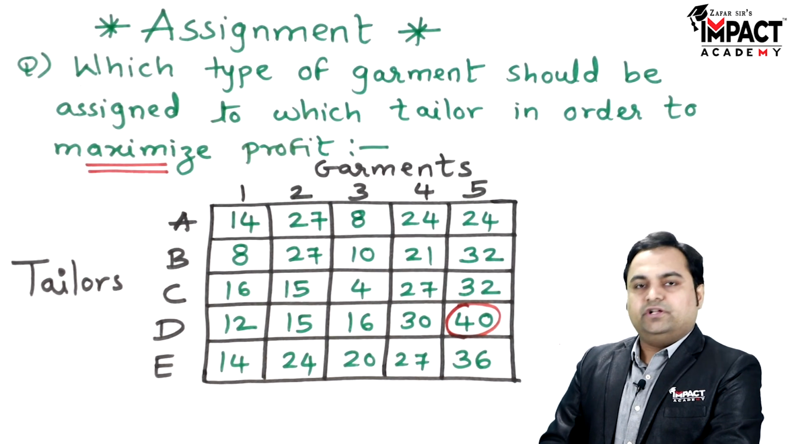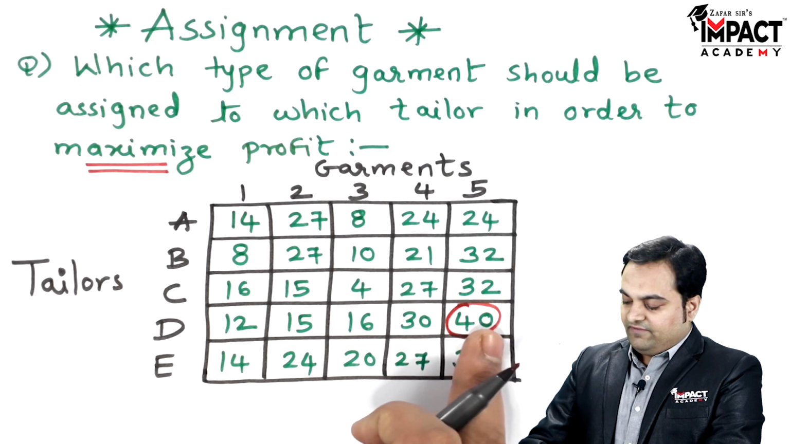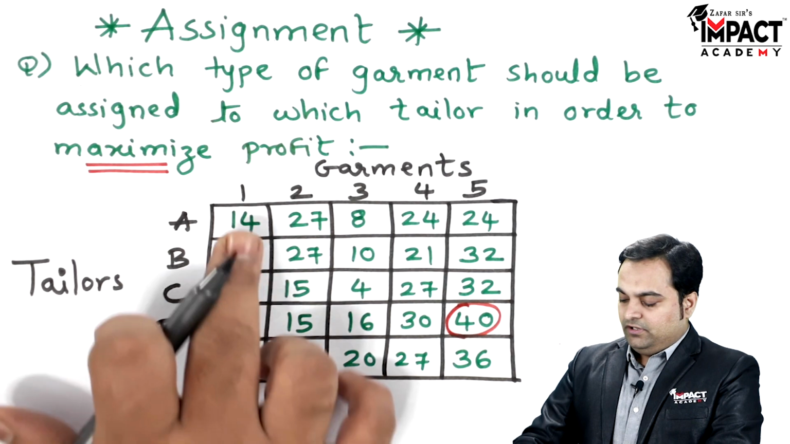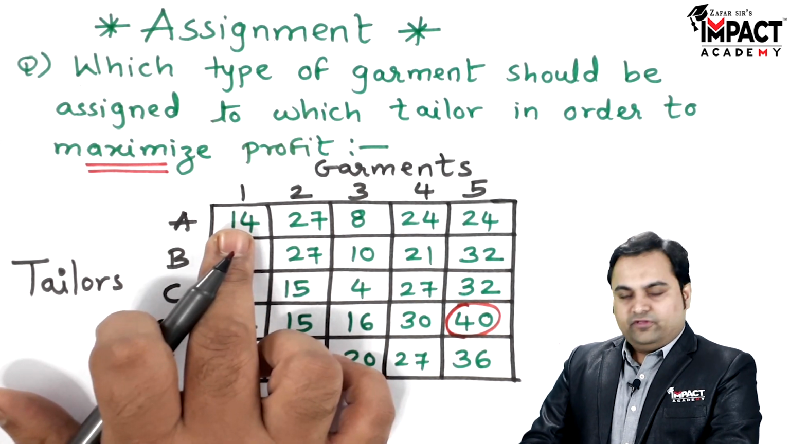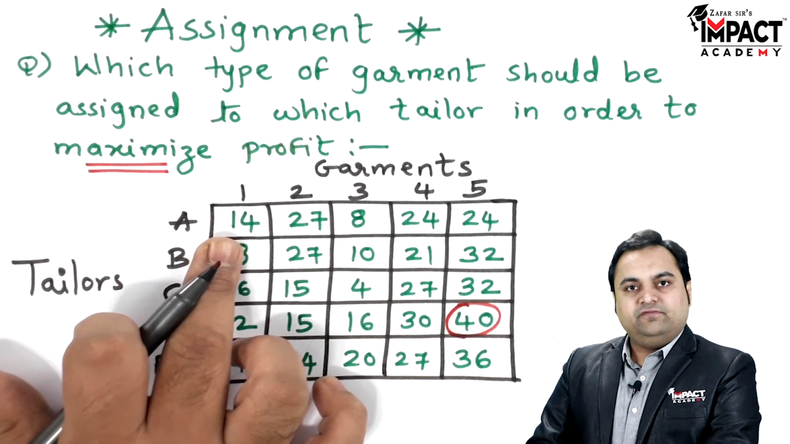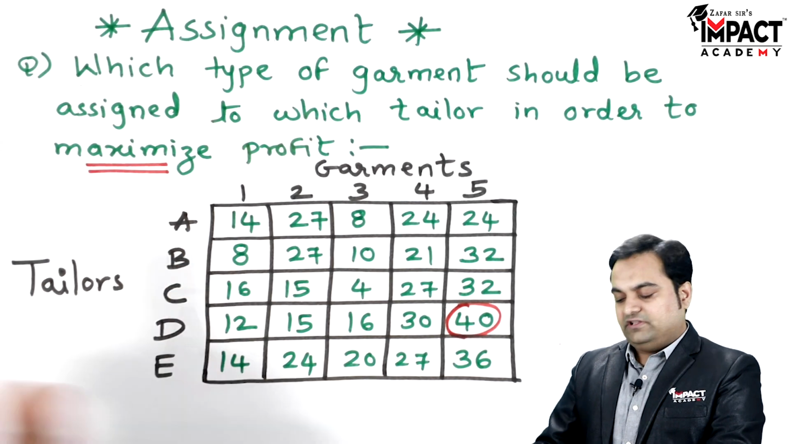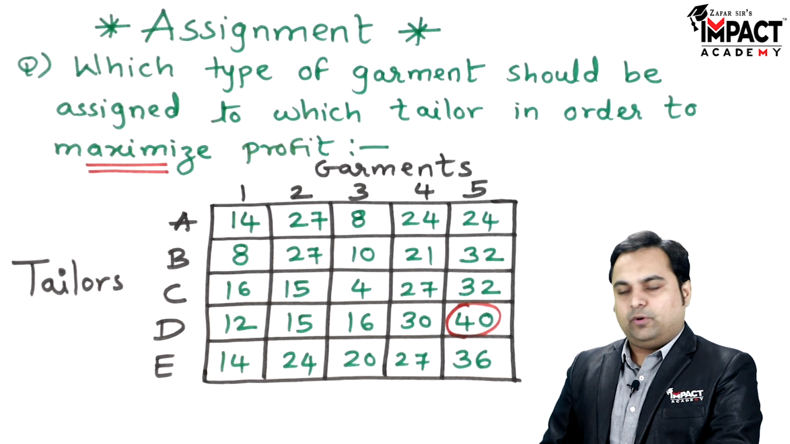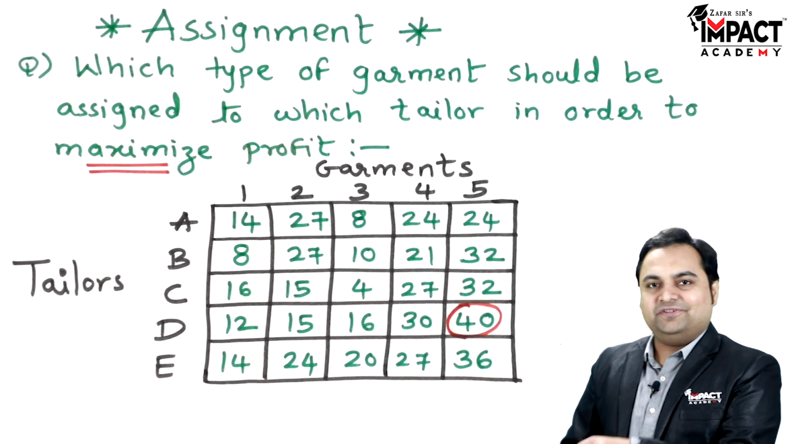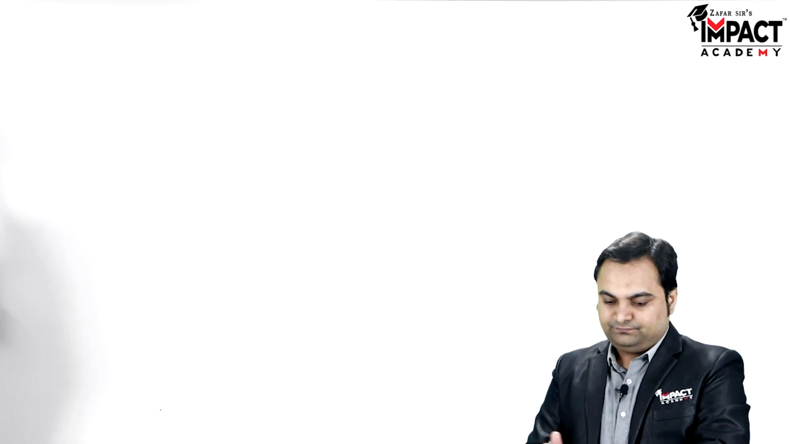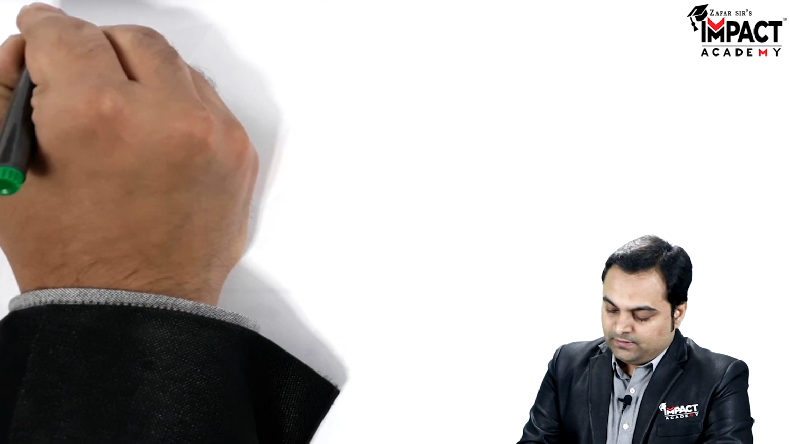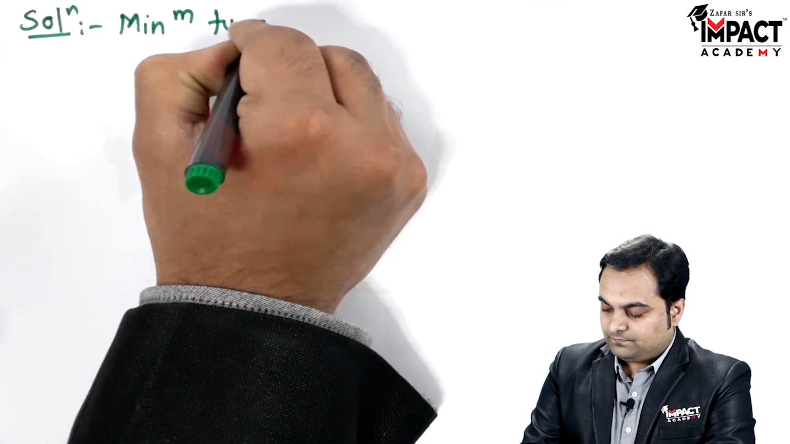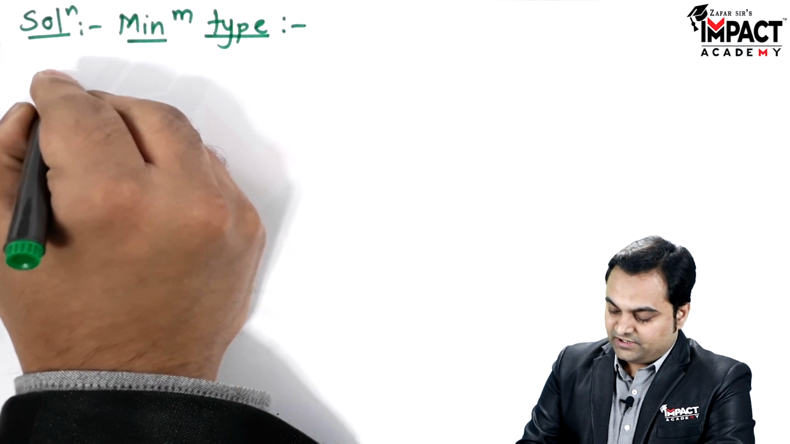So what we have to do here is, from this maximum value we have to subtract the values which are present in the cell already. Like for example, in the first cell the value is 14, so 40 minus 14 will give us the value as 26. So we have to fill this matrix again, and then it will be converted into the minimization type of problem. So let's get started with the solution. Into the solution, I am converting the maximization problem into minimization type. So drawing the matrix again.